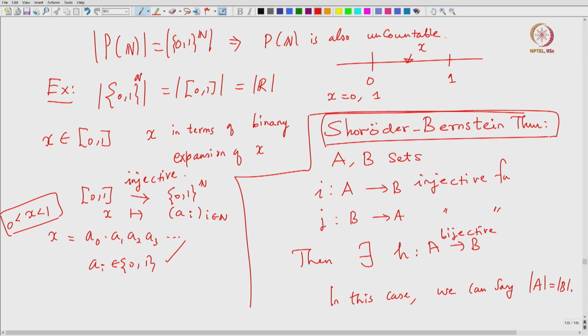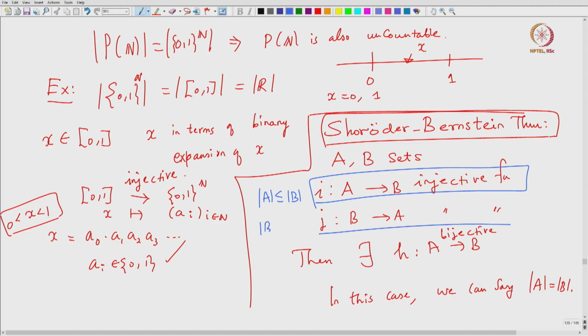So, basically what we want to say is that whenever there is an injective function from A to B, then the cardinality of A is less than or equal to cardinality of B. And similarly, when there is an injective function from B to A, then the cardinality of B is less than or equal to cardinality of A. So, if both are happening, then we want to conclude that cardinality of A is same as cardinality of B.